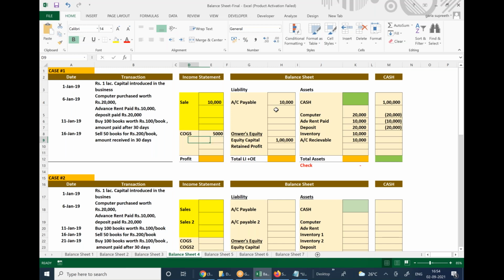Okay, keep that in mind. Quantity sold into cost price. This will be quantity sold into selling price. That's the only difference, but quantity sold will always be the same. Now you know how to calculate profit. Profit is how much? Sales minus COGS. 5,000 rupees. Can you tell me what happens to my retained earnings?